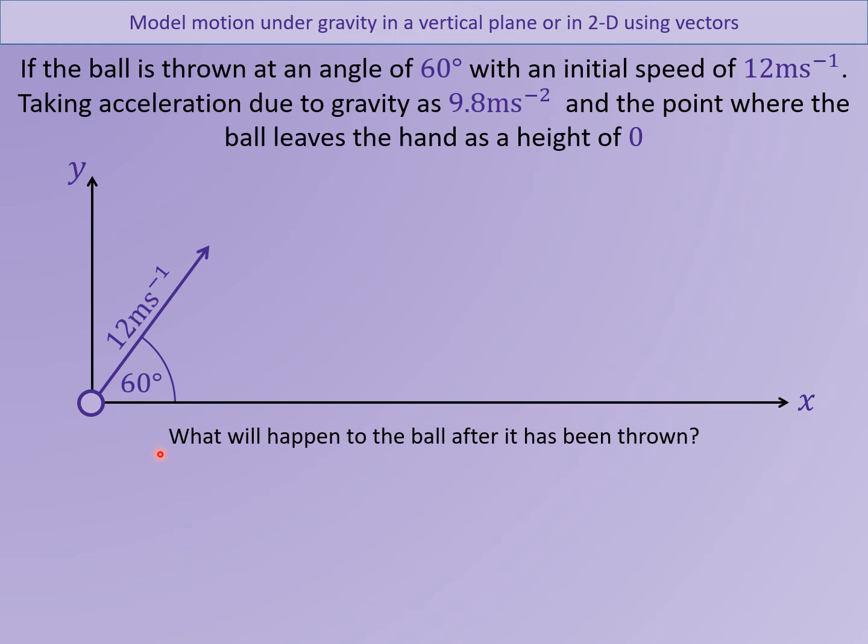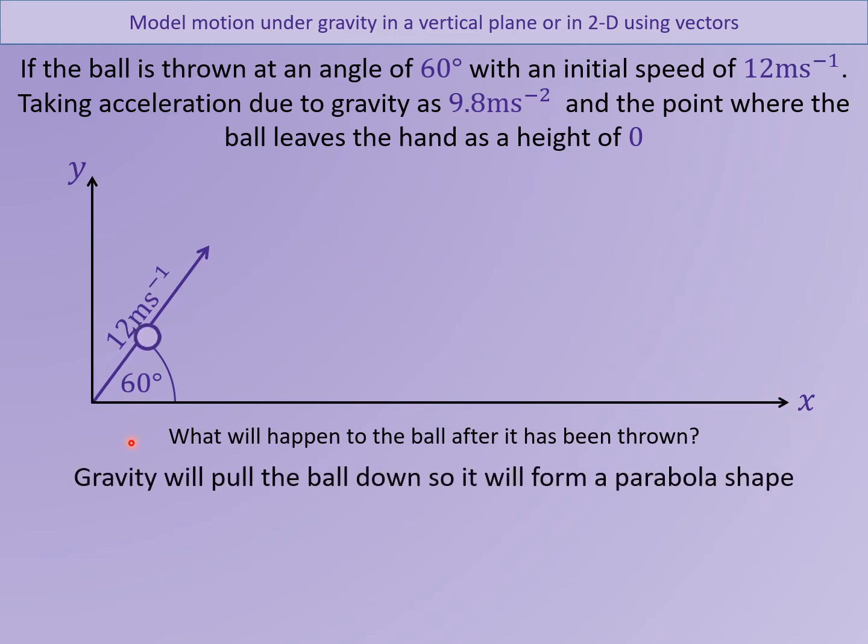Okay, so what would happen to the ball after it's thrown? Well, you expect, because you're throwing it and you've thrown or hit balls before, so you know what happens. The ball will generally go up in the air, and then at some point it will start to come back down until it hits the floor, and it will do this sort of shape.